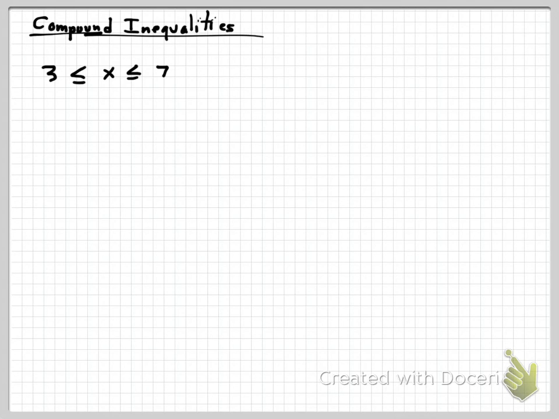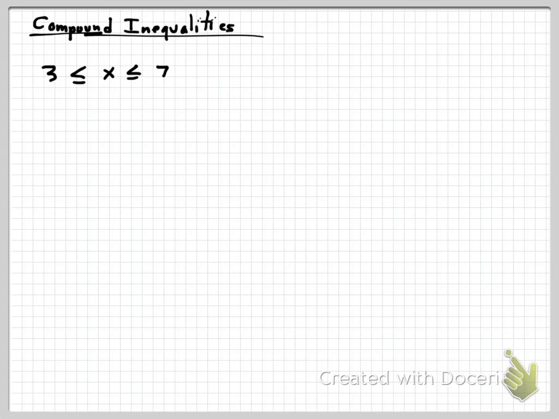This is a lesson about compound inequalities. As you can see, I have kind of a more complicated example. I've got two inequality symbols here. I have 3 is less than or equal to x, which is less than or equal to 7.